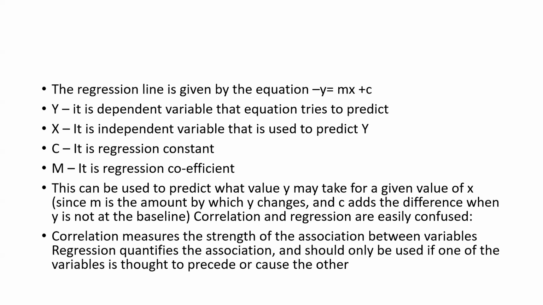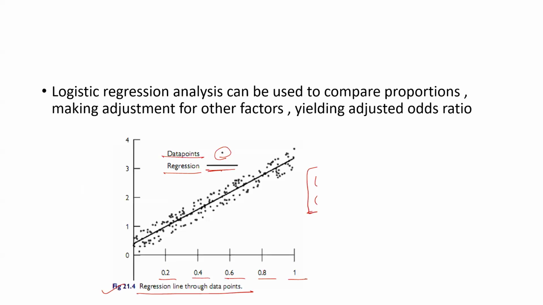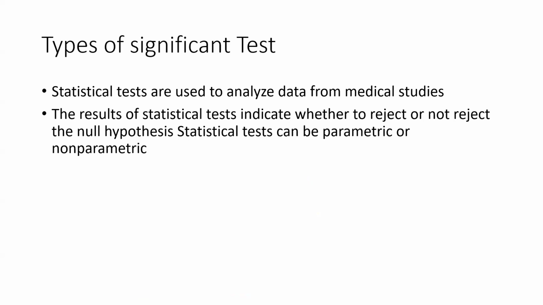Correlation and regression are easily confused. Correlation means the strength of association between the variables, and regression quantifies the association and should only be used if one of the variables is thought to precede or cause the other. Logistic regression analysis can be used to compare proportions, making adjustment for other factors, yielding an adjusted odds ratio.